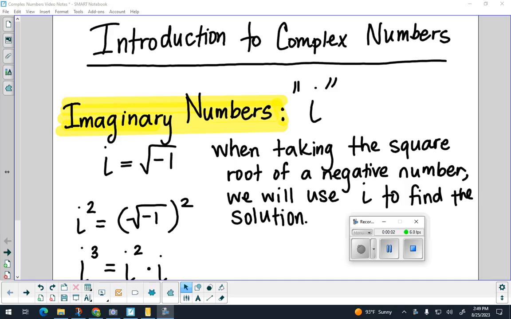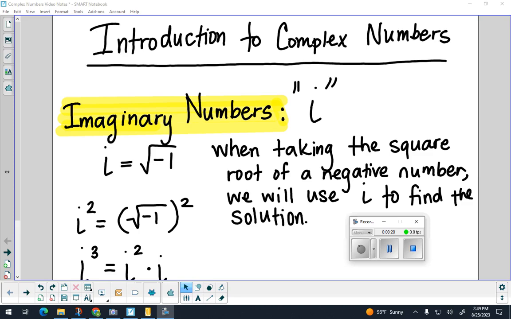Okay, welcome to Introduction to Complex Numbers. This is the start of our new unit, Unit 2. So go ahead and write that down as your title for today's notes. Okay, we're going to start off with some vocabulary, imaginary numbers.